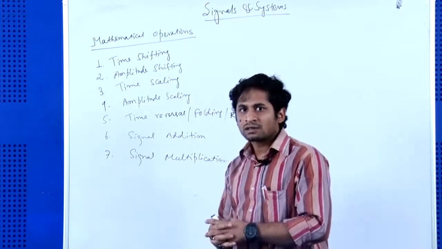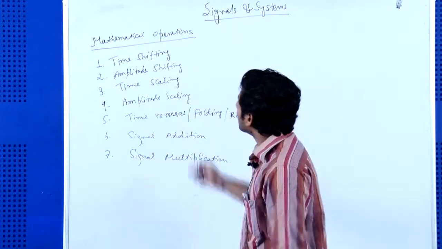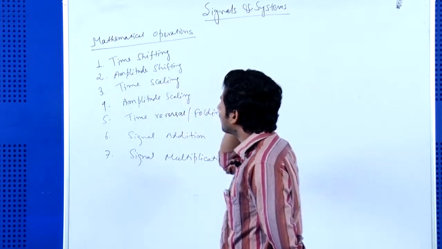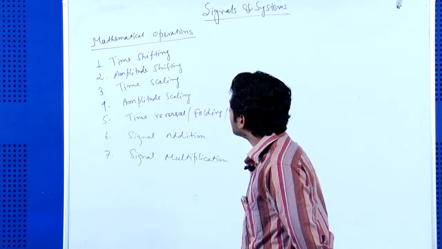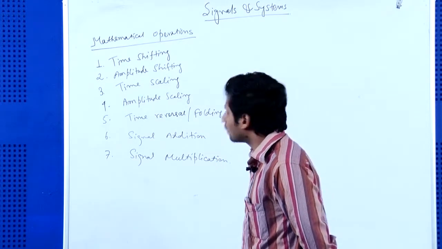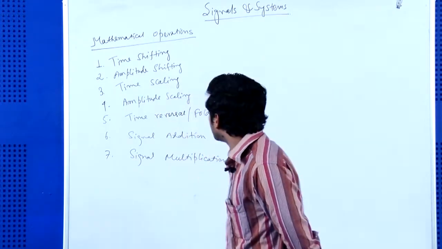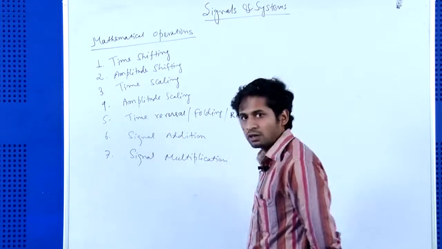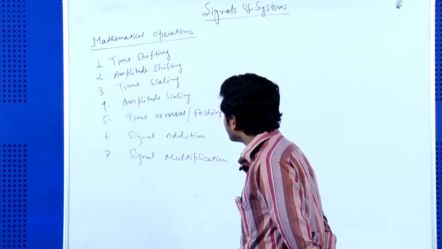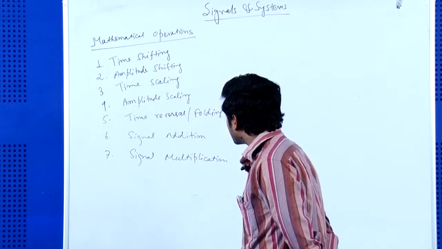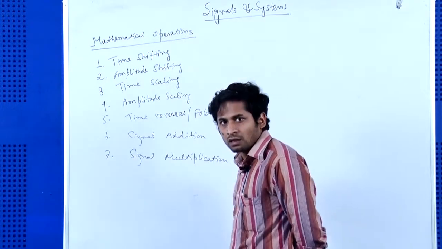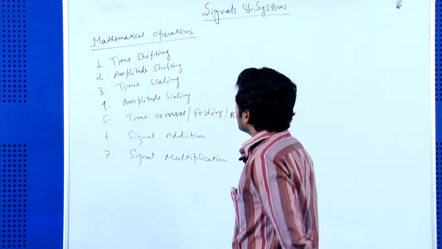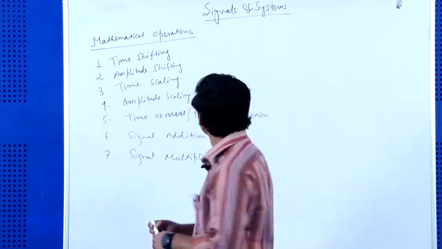A few mathematical operations we have to know. Number 1 is time shifting, number 2 is amplitude shifting, number 3 time scaling, number 4 amplitude scaling, then time reversal or folding or reflection, number 6 is signal addition, number 7 is signal multiplication. So, the first topic is time shifting.